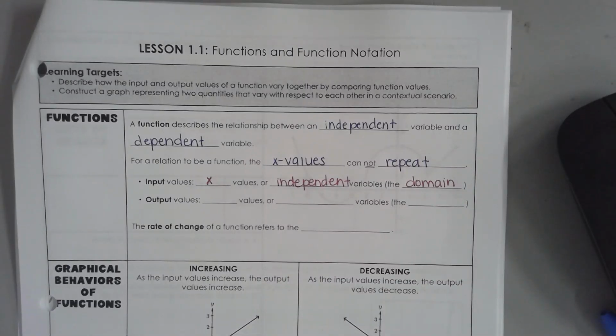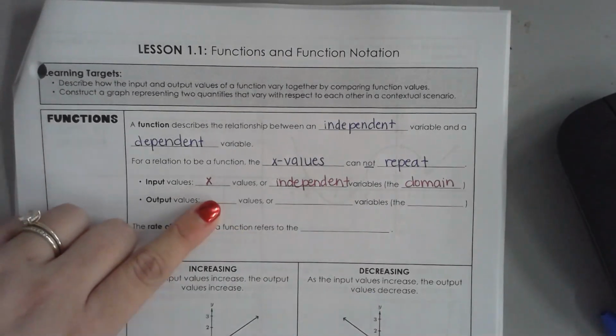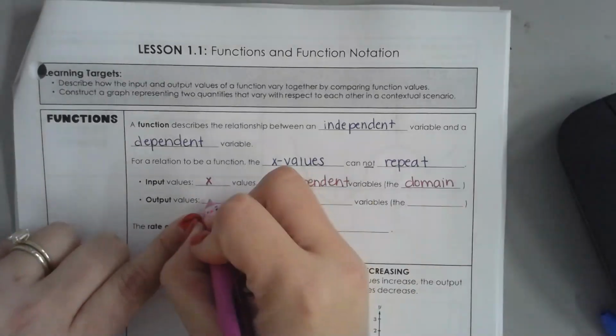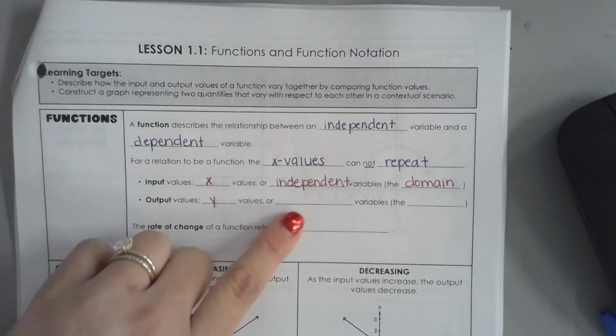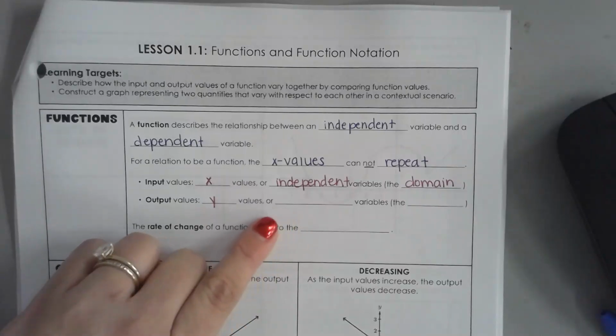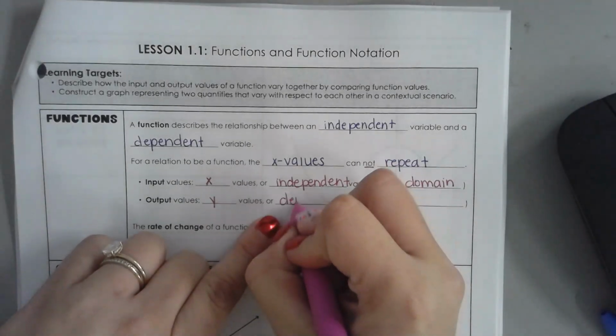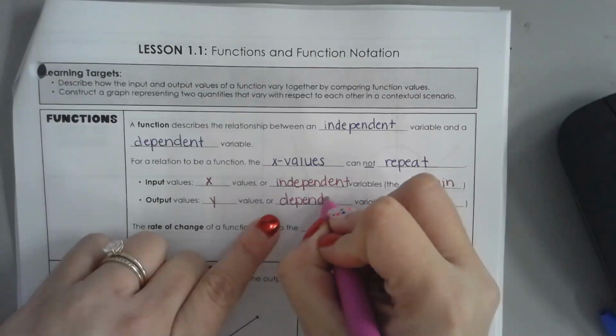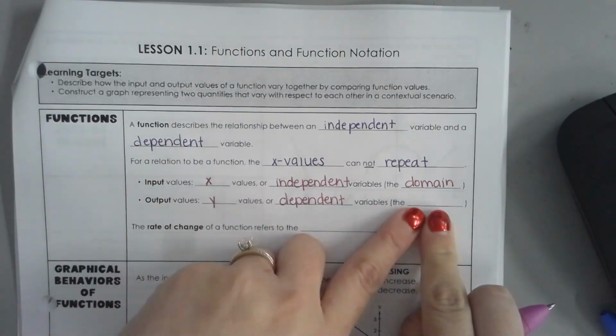And so then output values are your y's. Or what variable? Dependent variable. And what do you think goes in this blank? Range.